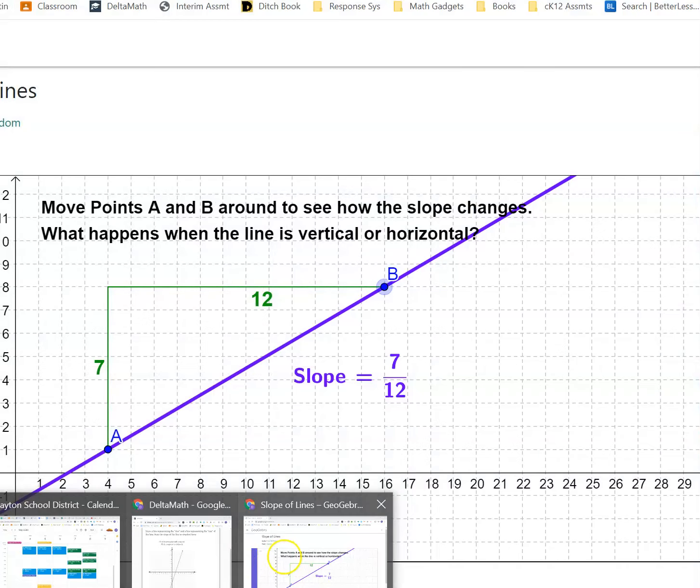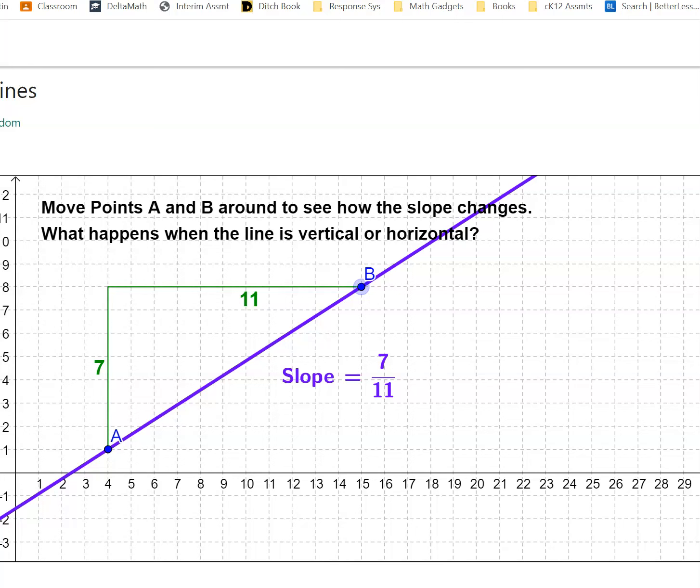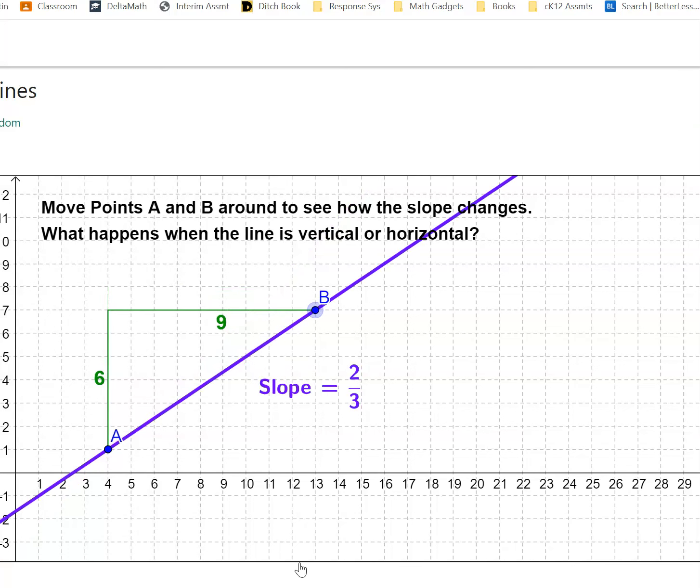Here's a line, and this is a tool I built in a website called GeoGebra. It's kind of handy. I can show it to you sometime. But here's the idea. If I move these points around, you can see that the pitch of the line is changing. Now, what you'll notice here is that it's telling you some information. It's telling you how far the line goes vertically and how far it goes horizontally. And then we describe those two things as the rise of the line and the run of the line.